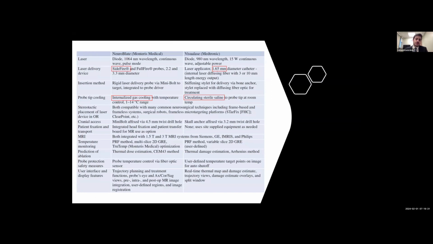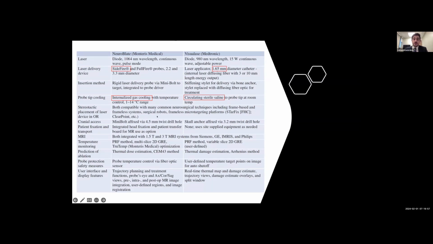One thing that I would like to highlight, I already mentioned the side fire and the NeuroBlate, but also the diameter. So you can see here the Visualase has a much smaller diameter. It's 1.65, and I think some people feel more comfortable when the diameter is this small, compared to 2.2 and 3.3, meaning with the Visualase you only need a 3.2 drill, while with the NeuroBlate you're going to need a 4.5.